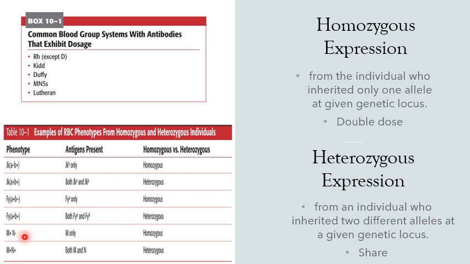Next is M positive, N negative. So, meron lang siyang M antigen present, so it is homozygous. Next is M positive, N positive. This phenotype has both M and N antigens, so it is heterozygous.